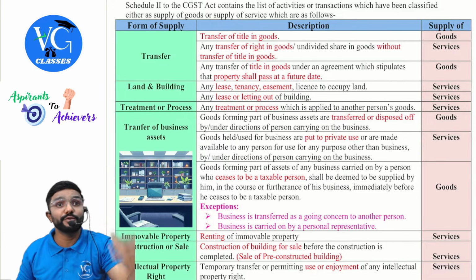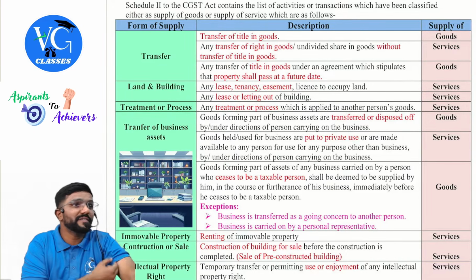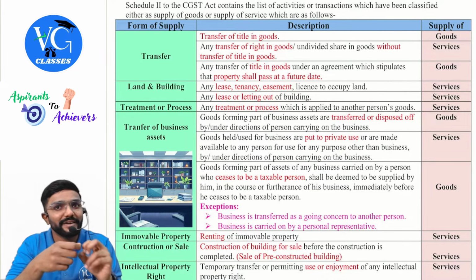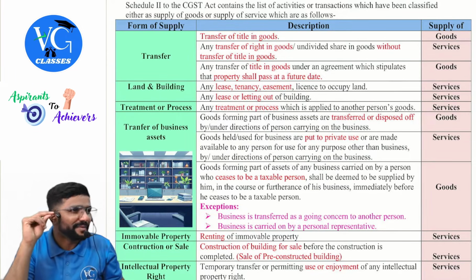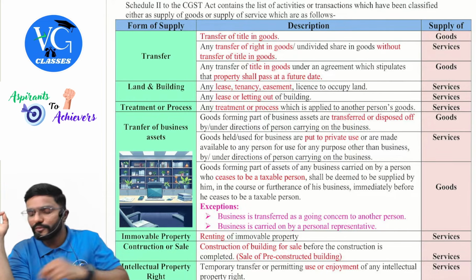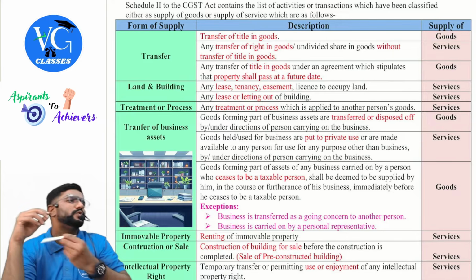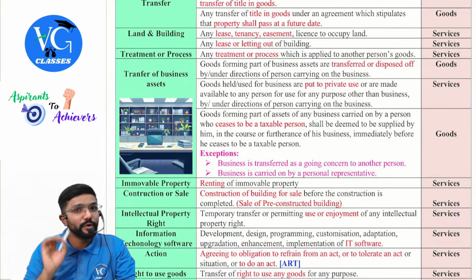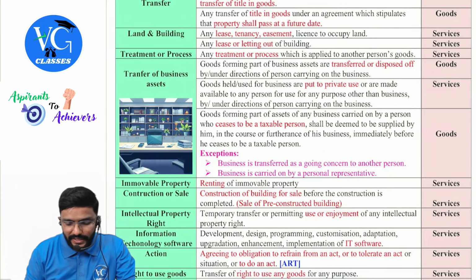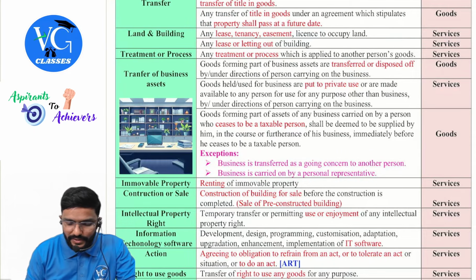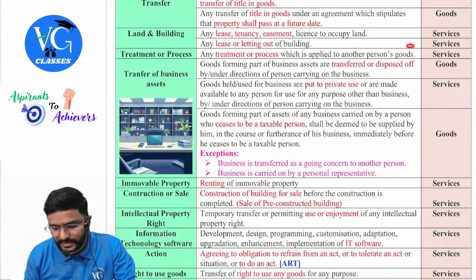Hire purchase, EMI: I have purchased the goods or vehicle on EMI. When will I get the ownership? Only when I pay the last installment. I'm getting it, whether today or in the future. Is it a supply of goods or supply of service? Supply of goods, guys. Next, land and building. See, goods will not include immobile property. Please be careful. Any lease, tenancy, easement, license to occupy land, services. Any lease or letting out of building, services.